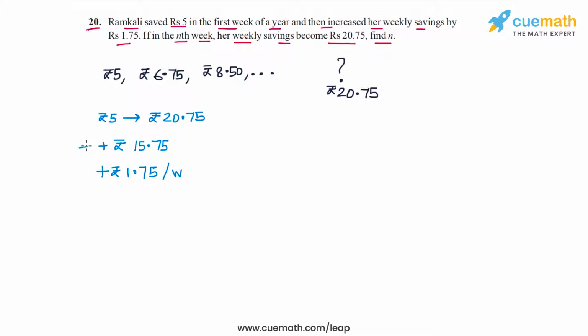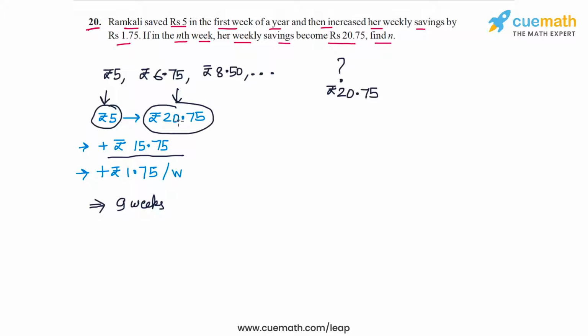So rupees 1.75 per week is the increase in savings that happens every week. So total increase is rupees 15.75. Increase per week is rupees 1.75. So we just take the ratio of these two numbers and we get 9. So it will take 9 additional weeks to go from rupees 5 weekly savings to rupees 20.75 weekly savings. Now rupees 5 corresponds to week 1. So, because there are 9 weeks after the first week, the week of rupees 20.75 will be 9 plus 1, or week number 10.